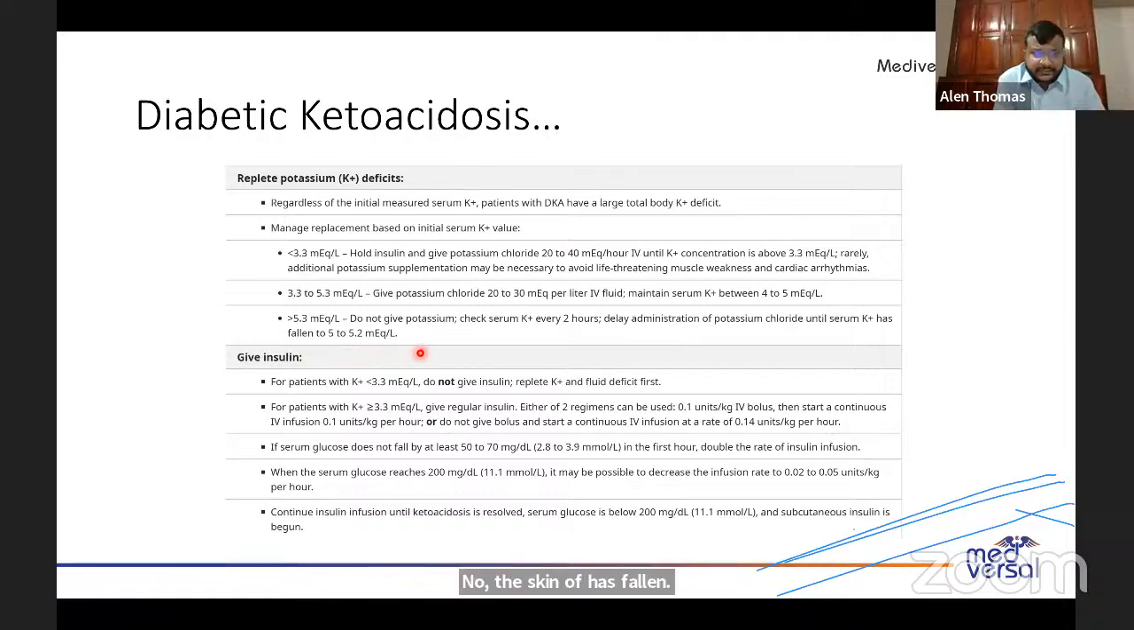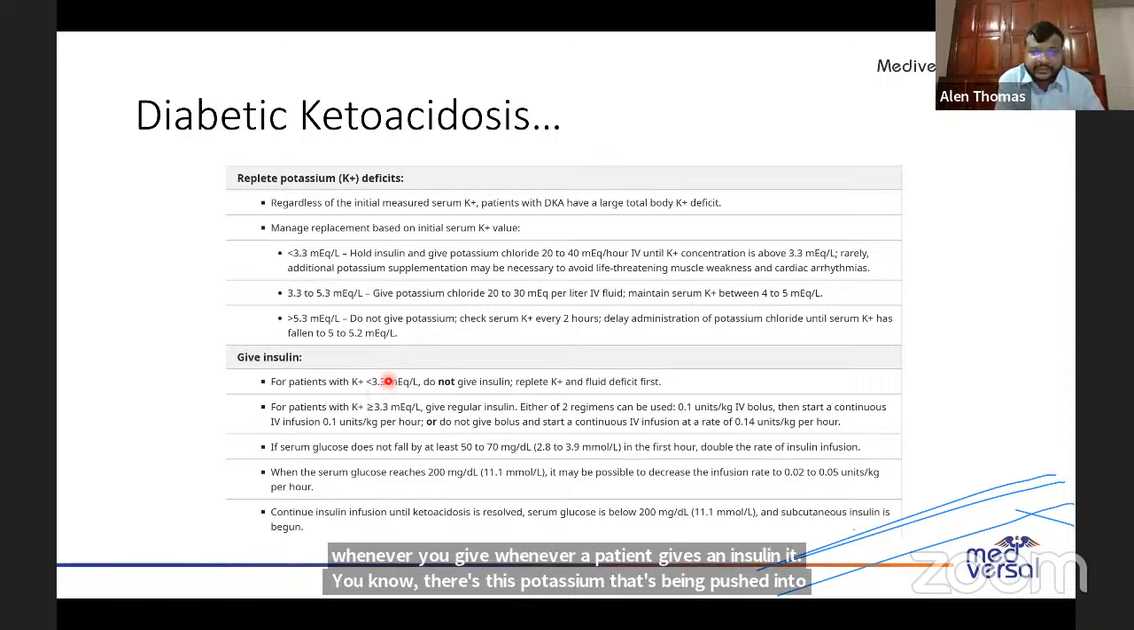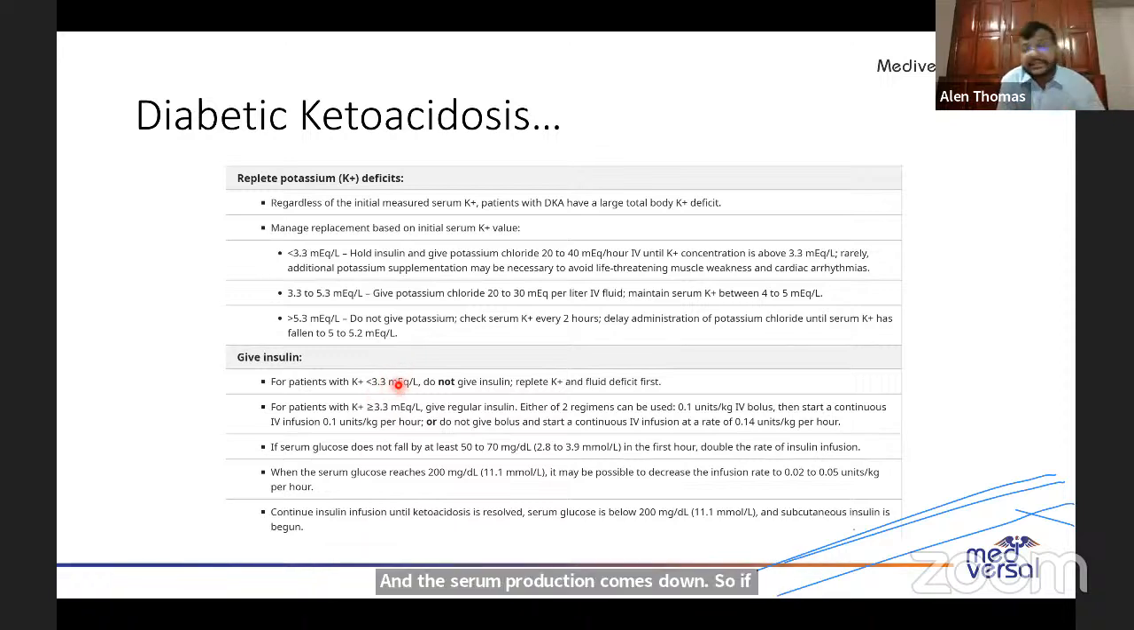Insulin is given as an infusion. But for patients with potassium less than 3.3, hold the insulin. Don't give it, because insulin will cause further hypokalemia. Whenever a patient is given insulin, potassium is being pushed into the cell, and the serum potassium comes down. So if it's already low, don't give further insulin thinking the sugars are high. That will worsen the condition.